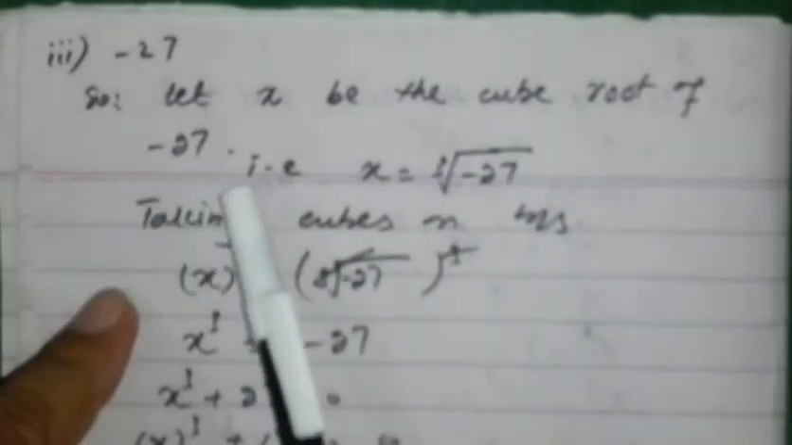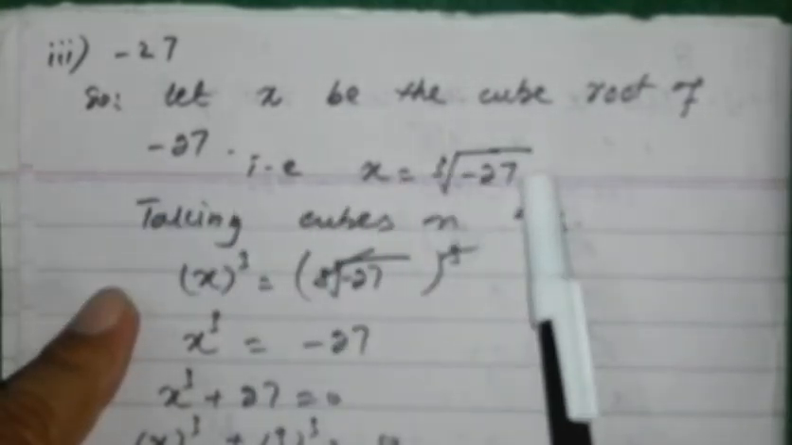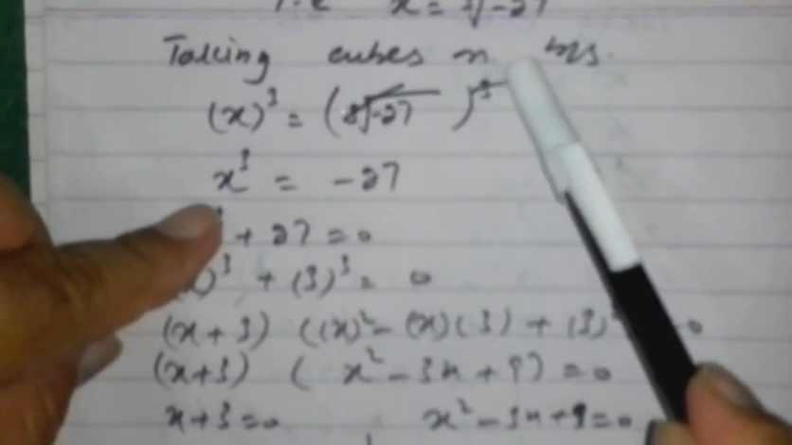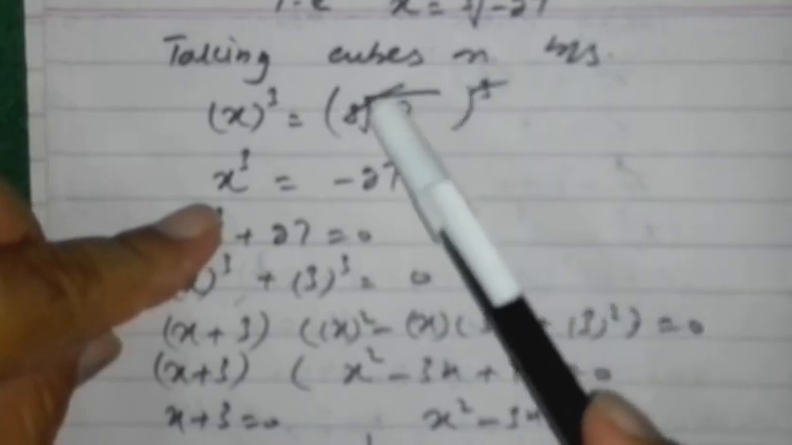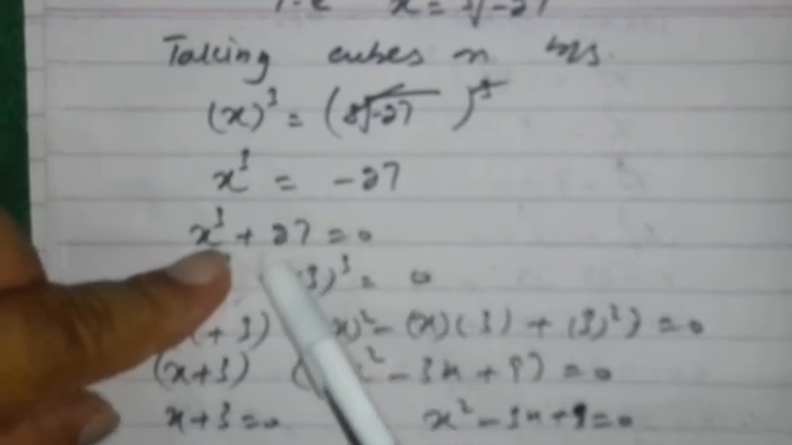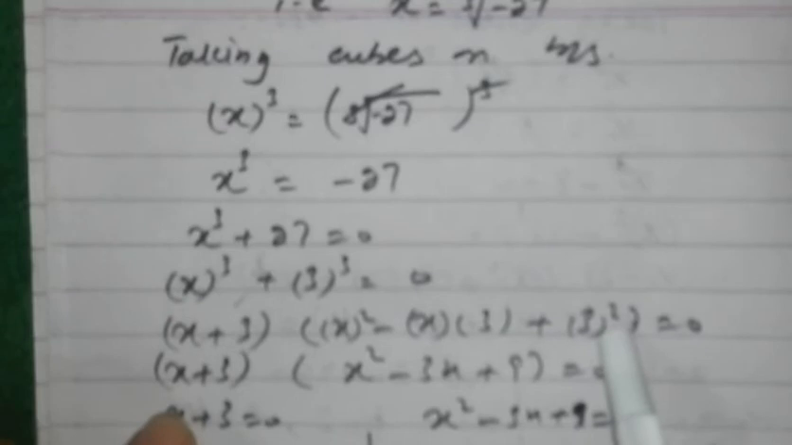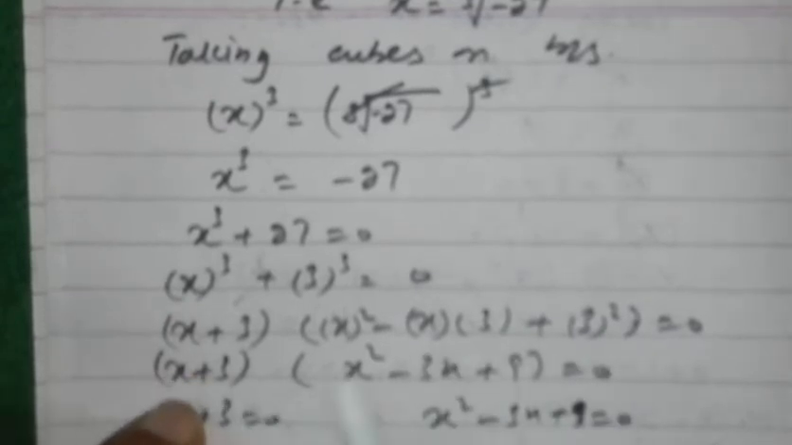Part third, find the cube root of minus 27. Let x be the cube root of minus 27, that is x equals cube root of minus 27, taking cube on both sides. So here we get x cube, and this cube root cancels with this cube, so we get minus 27. Shift minus 27 to the left side, it becomes plus 27, which can be written as 3 whole cube. Now this is the formula, we can write x plus 3, x square minus x into 3 plus 3 square. Further we get x plus 3, here x square minus 3x plus 3 square equals 9.